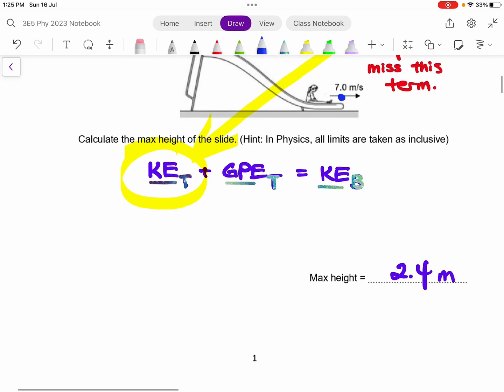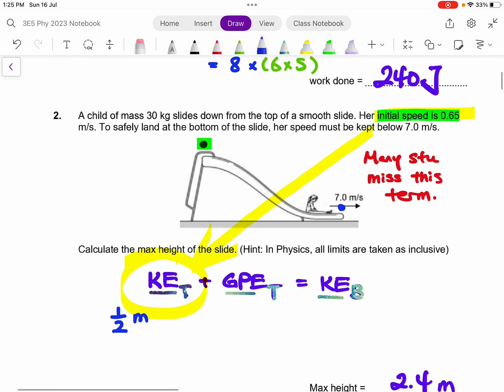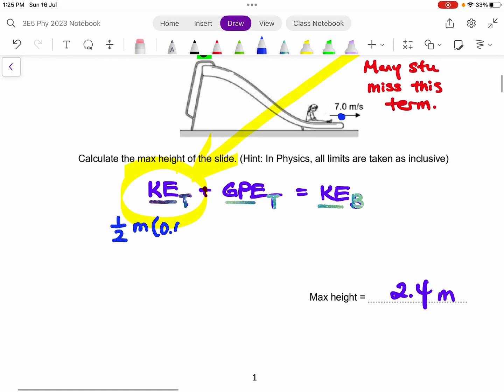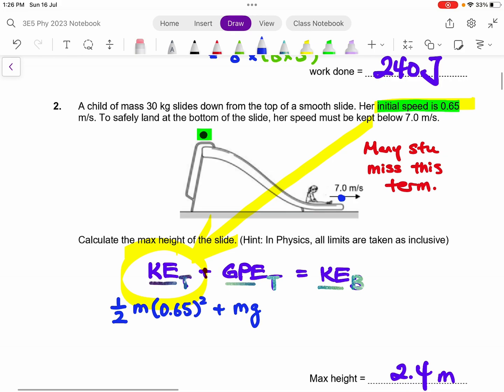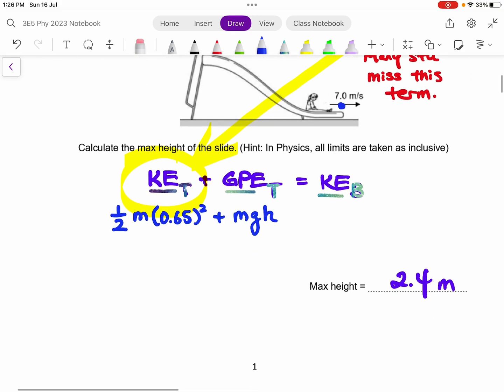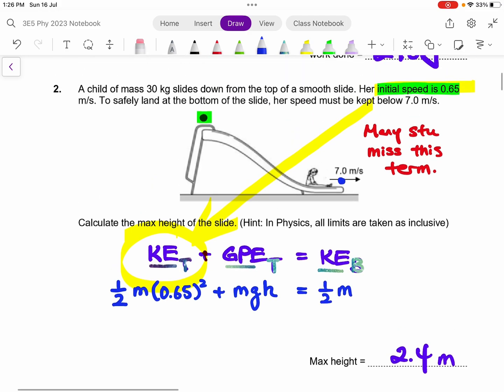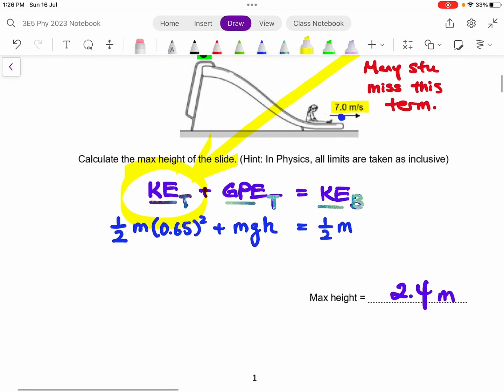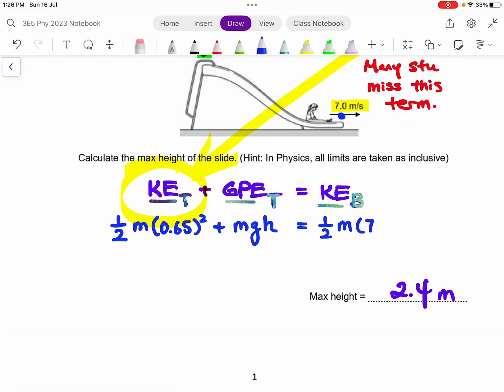Because of this, you need to consider the kinetic energy at the start with an initial speed of 0.65 squared, plus the mgh with a height that you do not know, right? You need to find the height, and then you equate it with half mv square, where the v stands for the final speed that you are getting. So it should be 7.0 square here. If you do the substitution and math correctly, you will arrive at an answer of 2.4 meter.